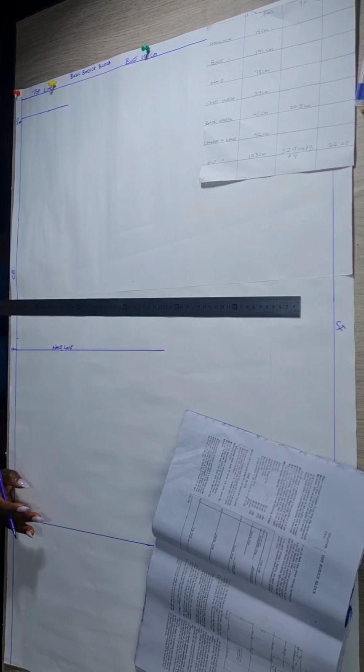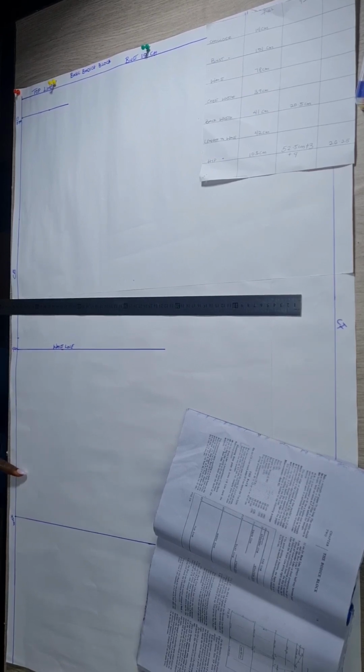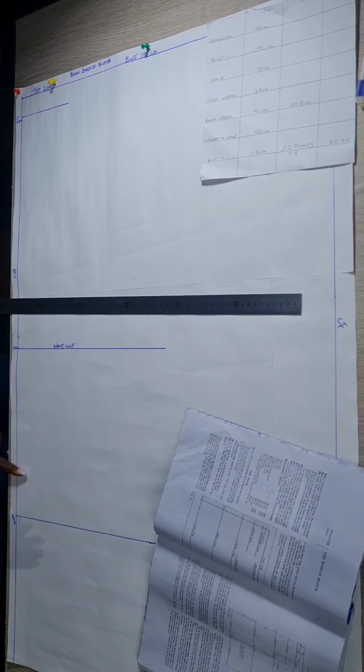62 centimeter for hip line, which is 22 centimeter below the waistline. From your waistline, measure 22 centimeter down to get your hip line. I'll take that again. From your waistline, measure 22 centimeter down to get your hip line. That is the simple explanation of that part.